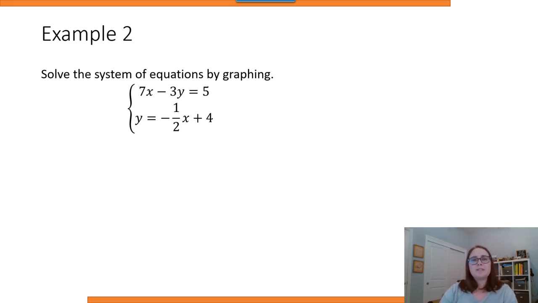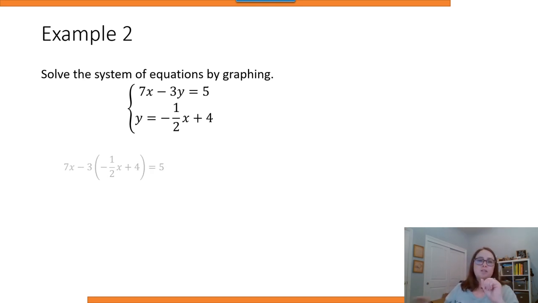So here I have 7x minus 3y equals 5, and y equals negative 1/2 x plus 4. Now it turns out that the second equation is already solved for one of my variables. It's solved for y right now because it says y equals. So I get to skip that first step, which is an advantage that makes me want to use substitution here. And I'm going to take that negative 1/2 x plus 4, and I'm going to substitute it in for y in the top equation. Since they're equal to each other, they're replaceable. You can switch from one to the other.